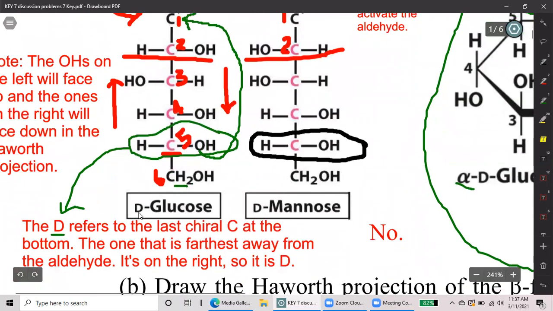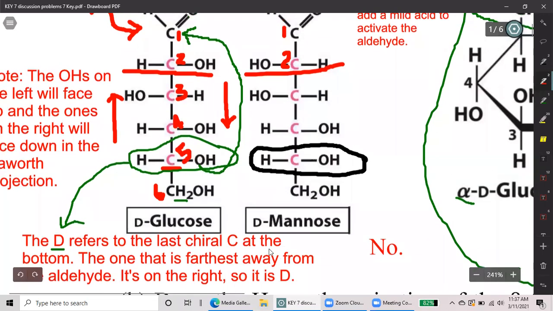Okay, and now D. What are they talking about with D here? So the D refers to the last chiral carbon at the bottom, the one that is farthest away from the aldehyde, okay? So when I first saw this, I was like, oh, it's got to be this last one. But if you pay attention and you know your definitions, then you know that this is not a chiral carbon. A chiral carbon has all 4 sides different.